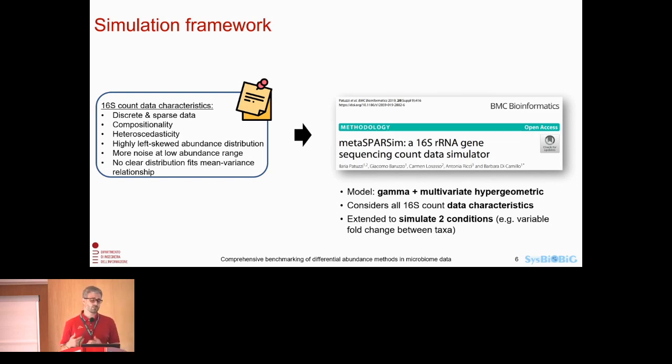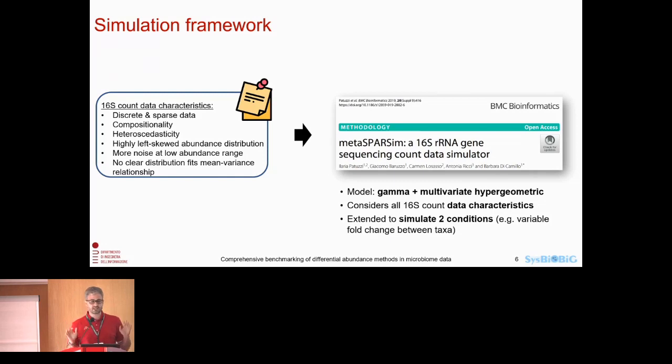And it uses a gamma multivariate hypergeometric model to model both the biological variability and the technical variability typical of all 16S data. And also, it takes care of simulating in a realistic way all the characteristics that you see here on the left, the compositionality, the heteroscedasticity, and so on. metaSPARSim was designed to just simulate a different group of samples, so not just two groups that have some differences. And so we extended the framework to allow us, starting from one experimental group, to simulate a second one with the exact characteristics that we want, that we will assess during the evaluation.